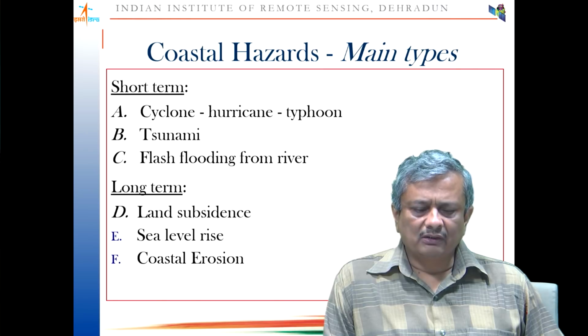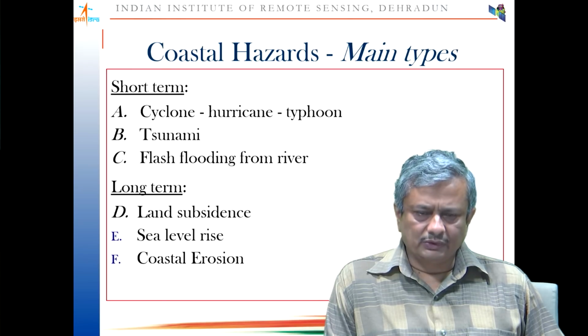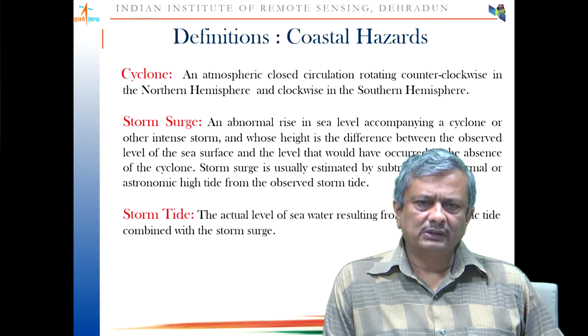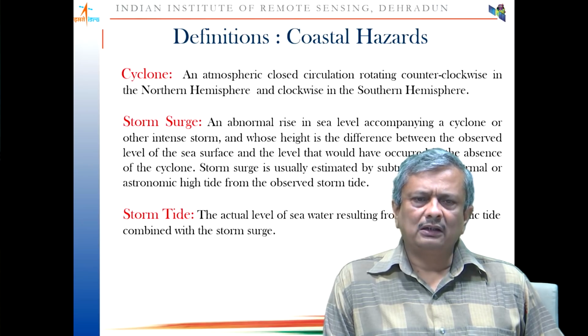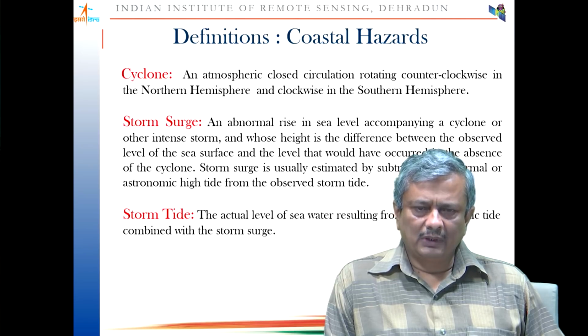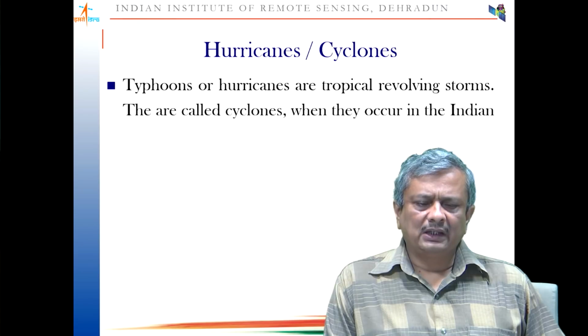A long term hazard is a chronic hazard like land subsidence in the coastal area, sea level rise, coastal erosion, those kinds of hazards. A cyclone is basically an atmospheric closed circulation rotating counterclockwise in the northern hemisphere and clockwise in the southern hemisphere. Along with cyclone, two other terms we talk about are the storm surge, which is the abnormal rise in the sea level accompanying a cyclone or another intense storm, and also the storm tide.